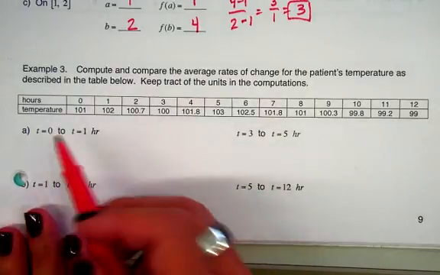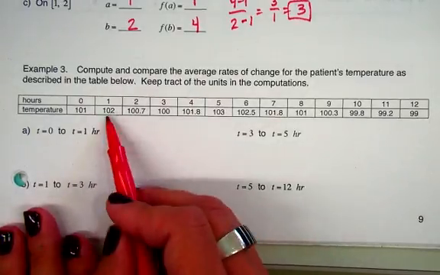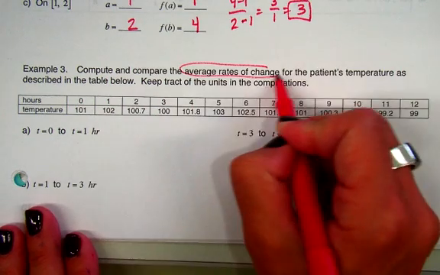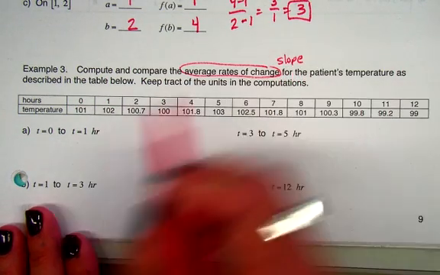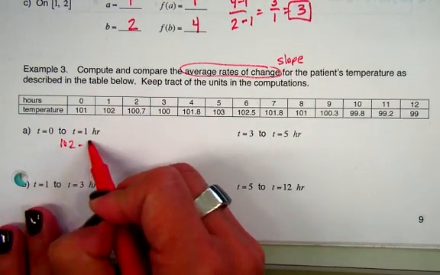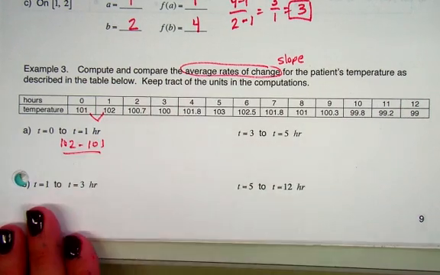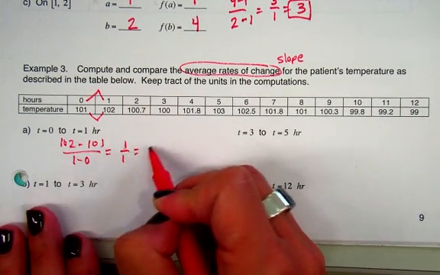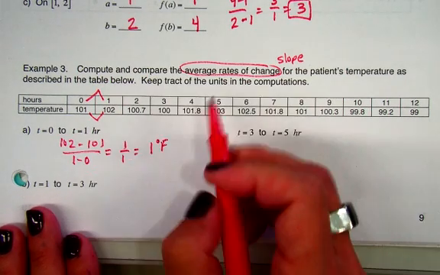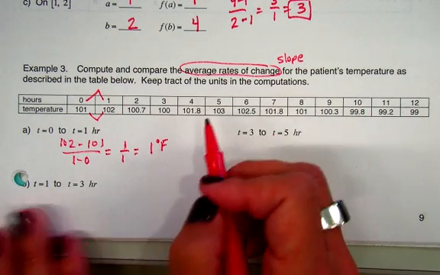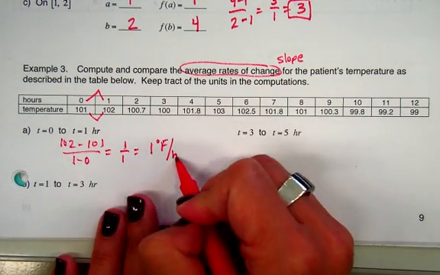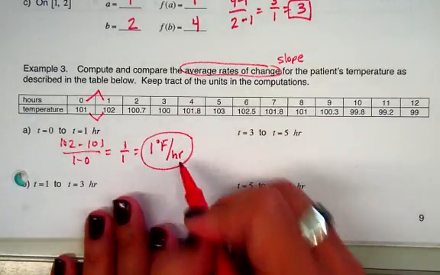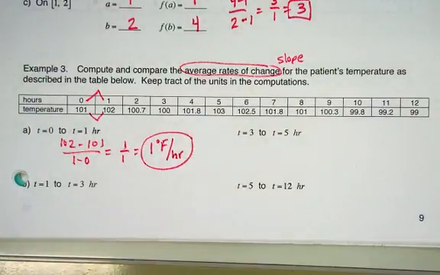So from 0 to 1, I'm just doing average rate of change. You're just finding the slope. So 102 to 101, that's my change in y, over change in x. And so it was 1 degree Fahrenheit. That was the average rate of change. And you could say something like per hour, right? Because it's a rate. That's the change was 1 degree Fahrenheit per hour.